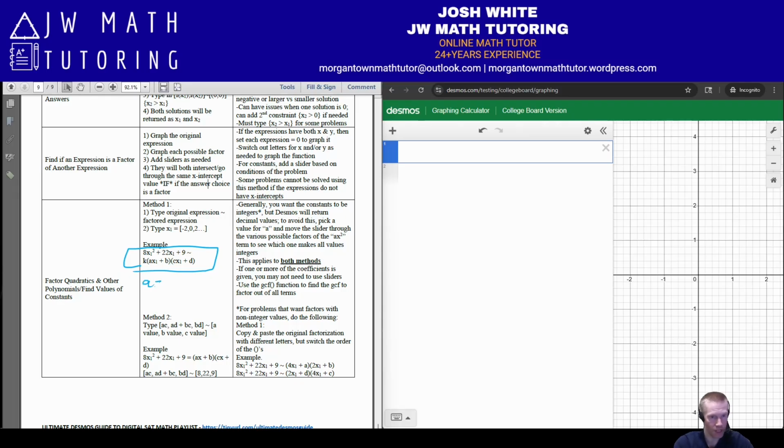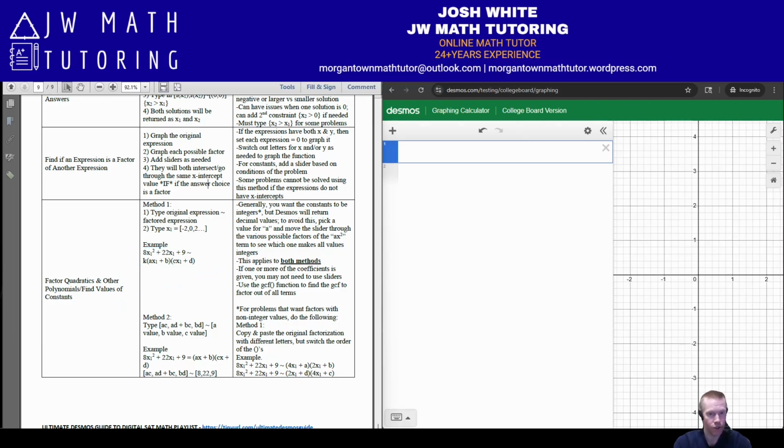You're going to have to start with a equals 1, and then go through the other possible factors of 8, because a here is a possible factor of 8. So you check 1, and then maybe 2, and then 4, and then 8. One of them is going to give you all integer values for a, b, c, and d. That's essentially what I'm talking about, and it's the same thing down here if you use this approach.